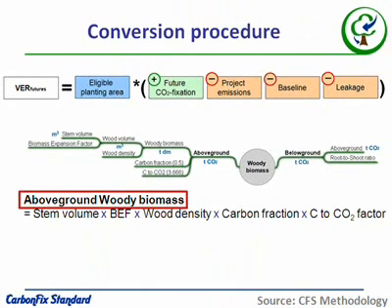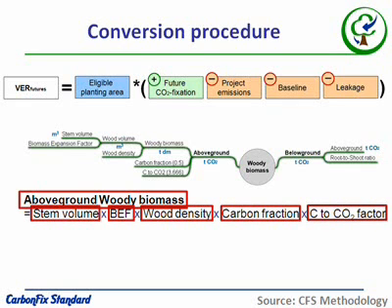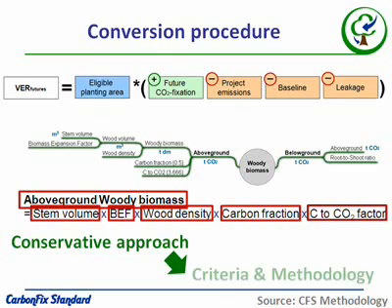Above ground woody biomass equals the stem volume times biomass expansion factor times wood density times carbon fraction times CO2 factor. Considering all these different values which influence the calculated amount of CO2, it is most important to follow the so-called conservative approach, which is explained in the document, the CarbonFix Criteria and Methodology.